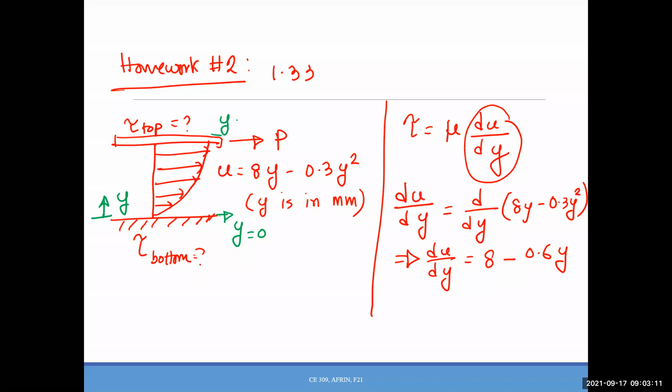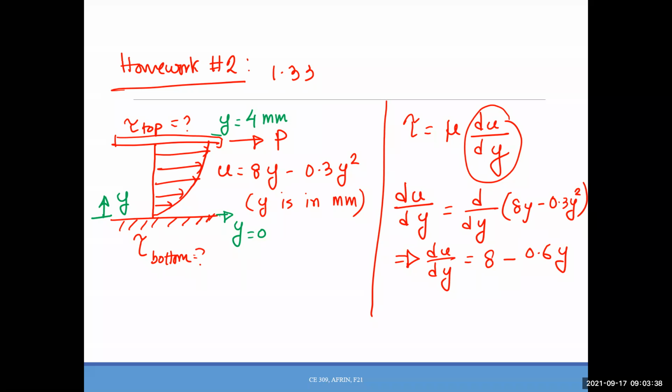And here y equals to what? 4 millimeter. So the value is already given in millimeter. You don't need to do anything. You can just directly use that 4 on this equation. Okay. So that's what you will do. At tau bottom, y should be 0. At tau top, y should be 4 millimeter. And that's how you will calculate the shear stress at top and bottom.